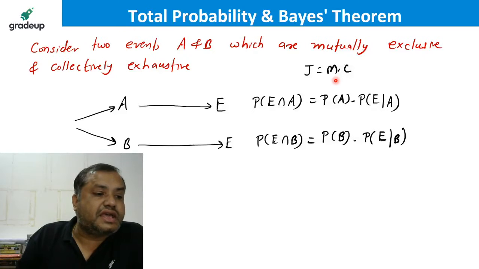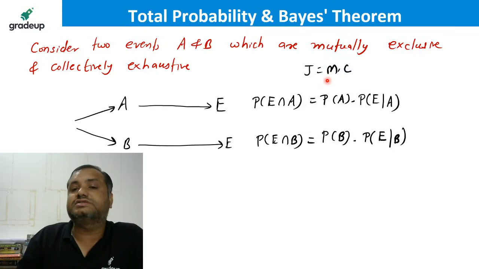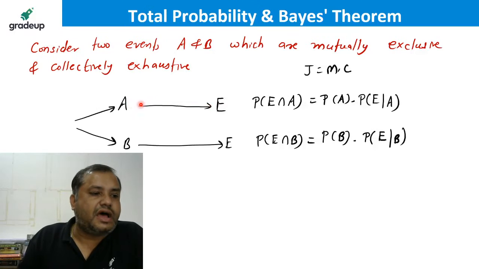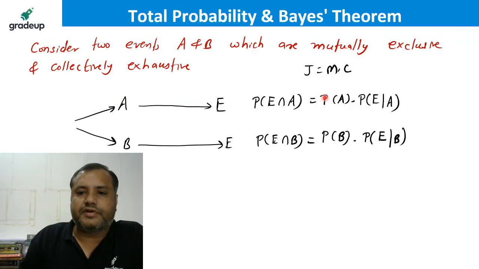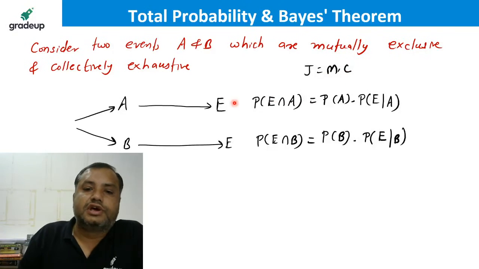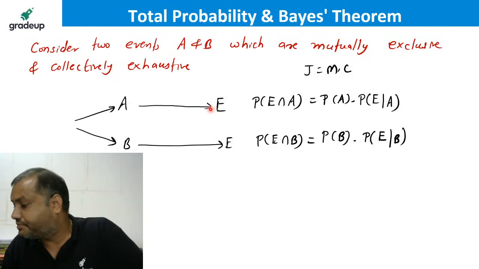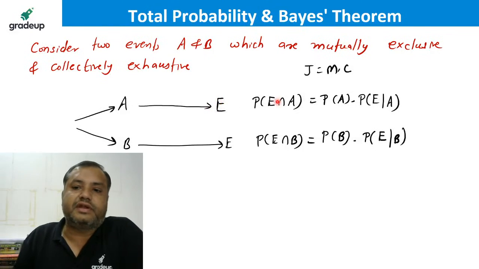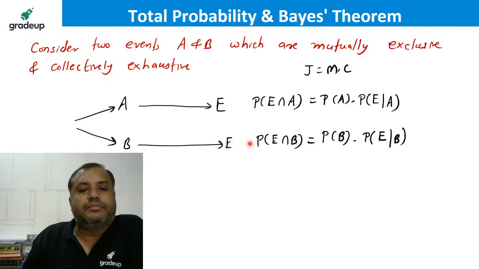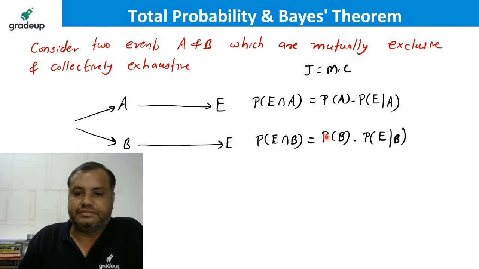Whose marginal probability do you have to write? The marginal probability of the event which is independent. So in this upper path, which one is independent? I need your response. A. So P of A multiplied by the conditional probability of the dependent event, that will be the probability of E given A. Then the joint probability of E and B will be marginal into conditional. Marginal will be P of B, conditional will be P of E given B.